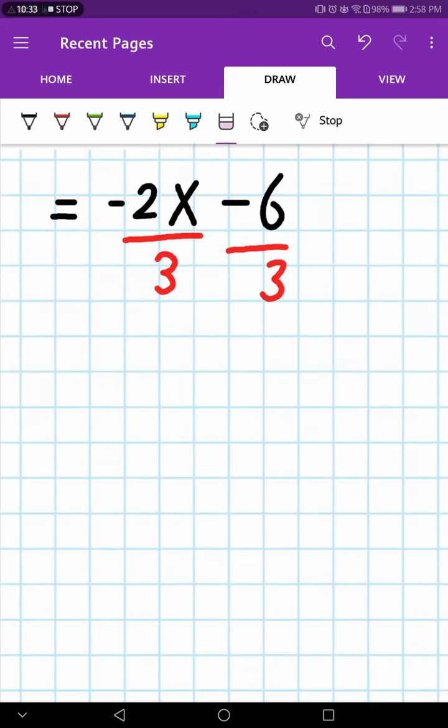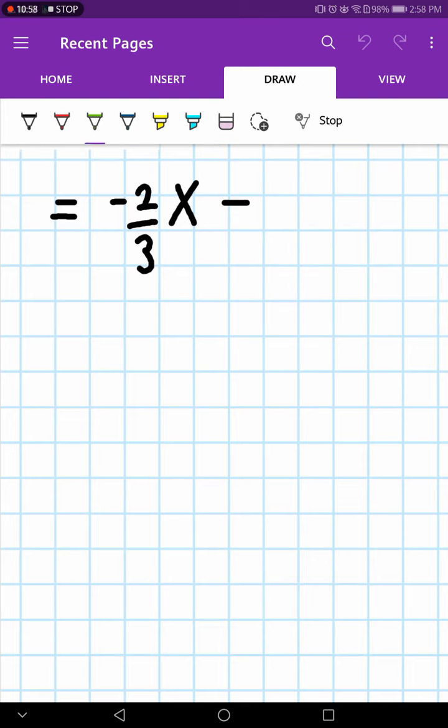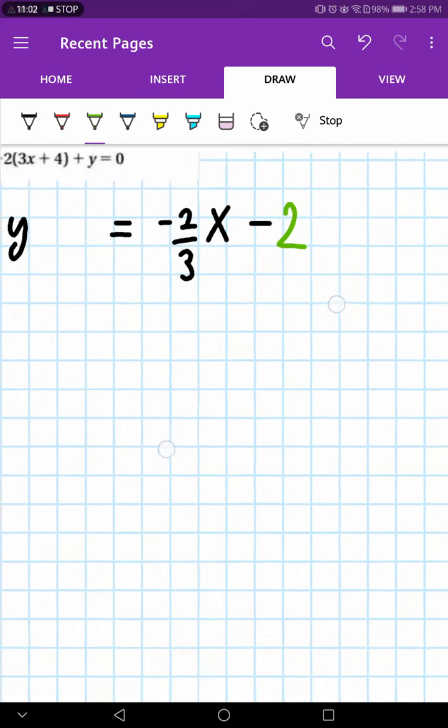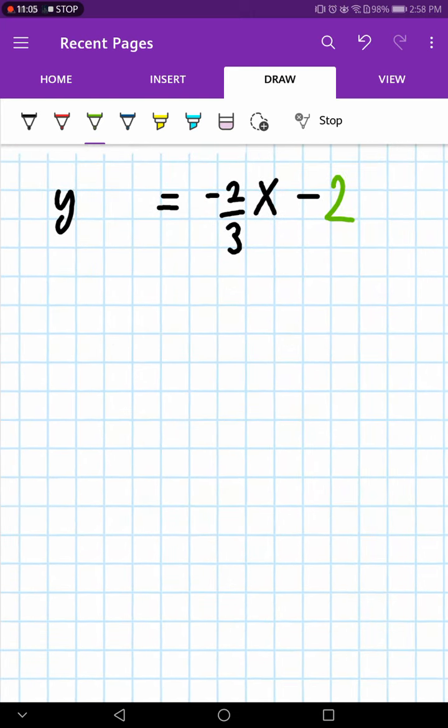So when I divide by 3, the y is alone and happy here. The negative 2x over 3, I can rewrite it in this way, Ayman. See, negative 2 over 3. Okay, I can give the 3 to the negative 2 and it works. Okay, and negative 6 over 3 is negative 2. So I replace this by negative 2. Yes. Now we are ready. Are you ready?